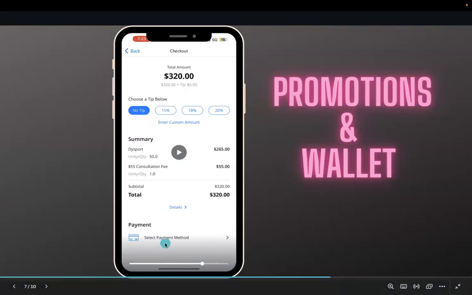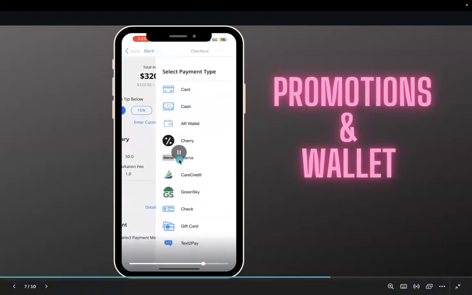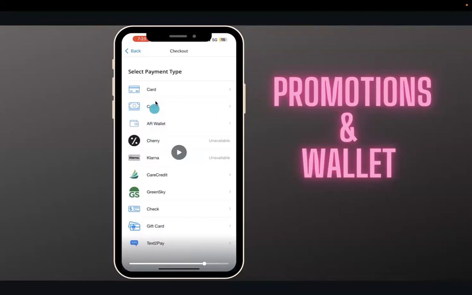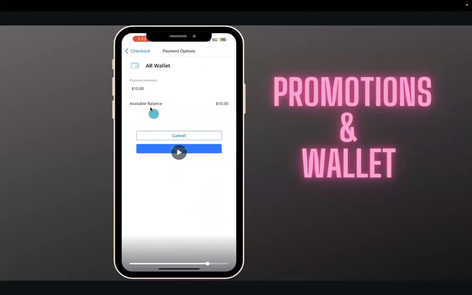You would simply click on select payment method at the bottom. And then from here, this is where you can choose if the patient wants to pay by credit card, cash. Cash would be Venmo or Zelle, or if you want to use the AR wallet. So at this point, you would click on AR wallet. And you can see the patient has $10 in their AR wallet. You would simply hit charge, and it would subtract that $10 from the patient's total.